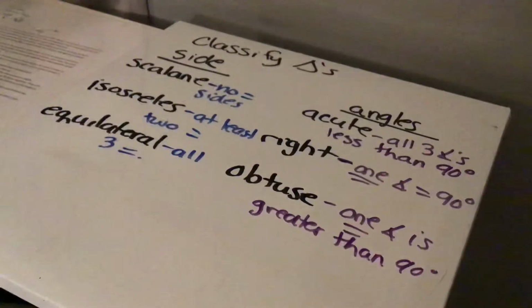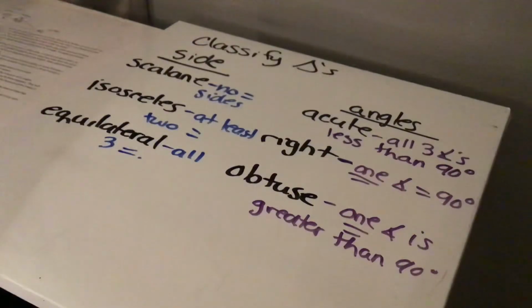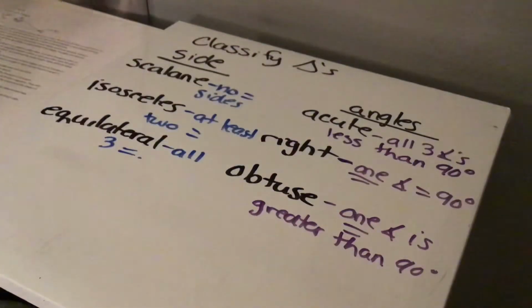Okay? So a triangle cannot have 2 right angles, and a triangle cannot have 2 obtuse angles. 1 right angle or 1 obtuse, but not more than that. Okay? So when you classify a triangle, you're going to classify it by its sides and its angles. So as specific as possible.